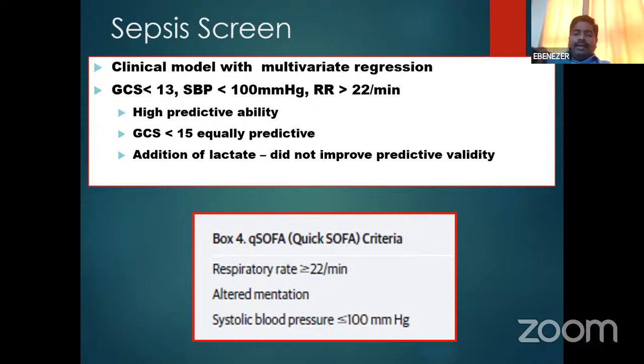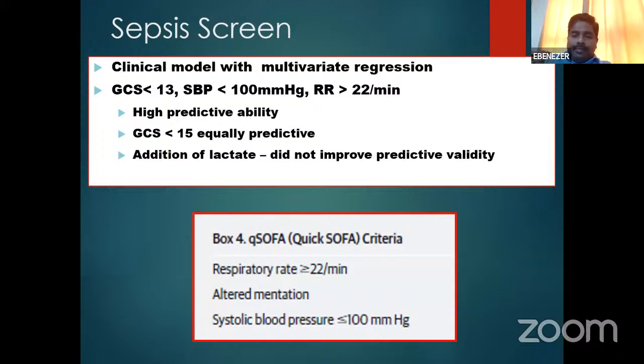But again, I would like to add here, in the recent SSC guideline, the Surviving Sepsis Guideline 2021, the recommendation states that you cannot use qSOFA alone as a single tool for screening, in comparison with SIRS, NEWS, or MEWS. This is the statement given by the Surviving Sepsis Guideline. So these are all there to help you.